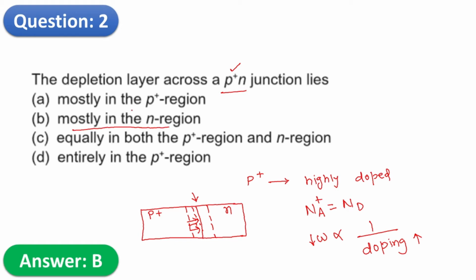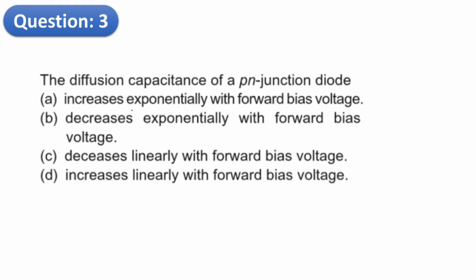Next question, question number 3: the diffusion capacitance of a p-n junction diode. First of all, diffusion capacitance exists in forward bias. When the p-n junction diode is forward biased, diffusion capacitance is formed. But in reverse bias, the transition capacitance is considered.